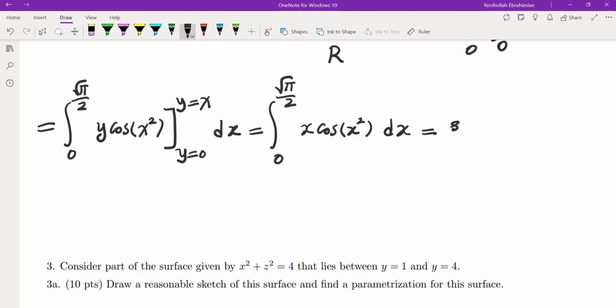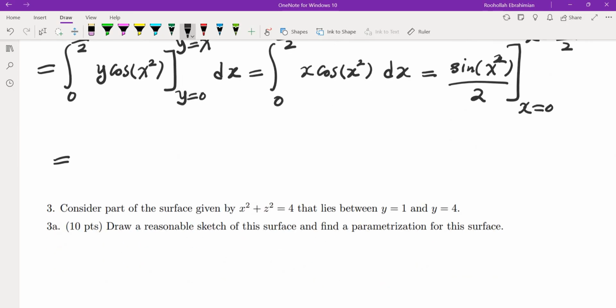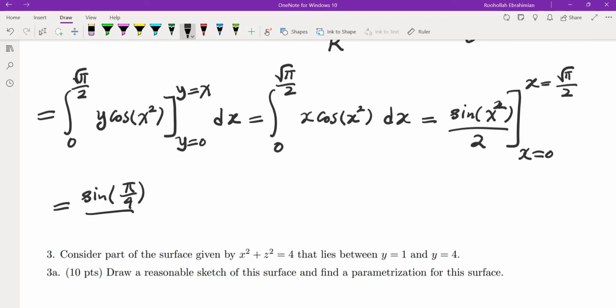Now, this integral is just sine of x squared, but we need to divide by 2 because the derivative of sine of x squared is cosine of x squared times 2x because of the chain rule. So I'll have to divide by 2 to adjust for that. And this goes from x equals 0 to x equals root pi over 2. So it is equal to sine of pi over 4. If I plug it in, I get sine of pi over 4 divided by 2 minus sine of 0 divided by 2. And this is root 2 over 4.